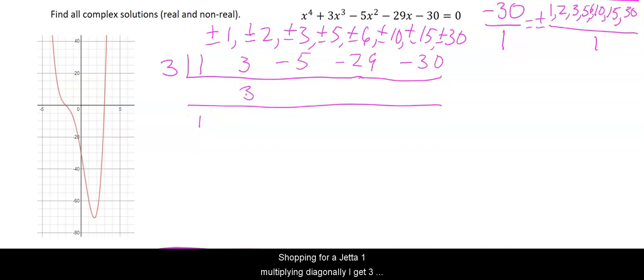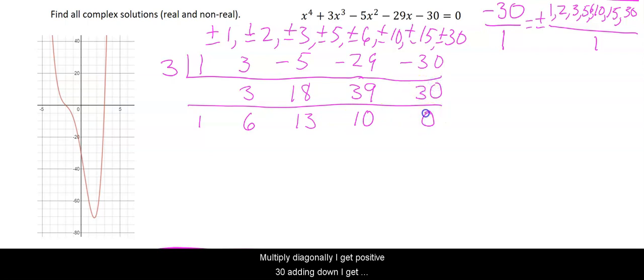Multiplying diagonally, I get 3. Adding down, I get 6. Multiply diagonally, I get 18. Add down, I get 13. Multiply diagonally, I get 39. Adding down, I get positive 10. Multiply diagonally, I get positive 30. Adding down, I get precisely 0.